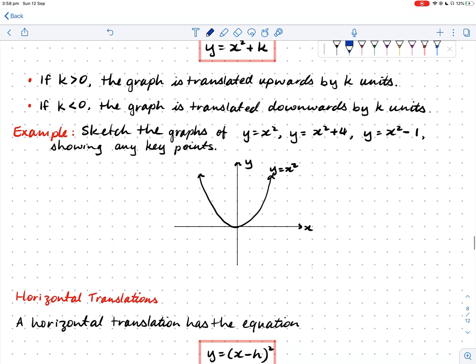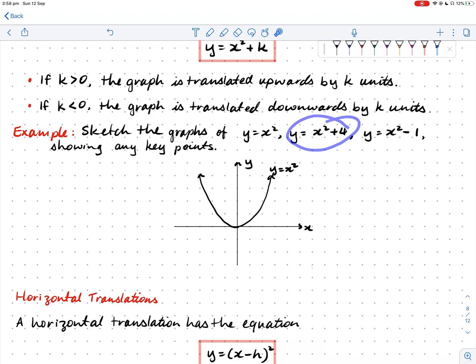So here's our first example. Sketch the graphs of y equals x squared, which I've already done for you. We're going to sketch x squared plus 4 and x squared minus 1, showing any key points. Key points are going to be important things that tell the difference between each of those three graphs. So we've got x squared already.